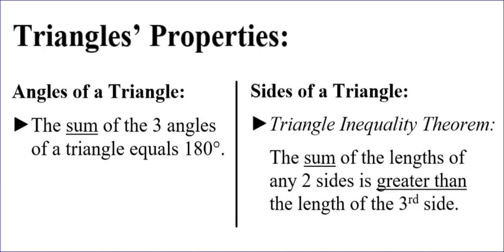All right. We also need to remember the rule for the angles of a triangle. For any triangle, the sum of the three angles are going to equal 180 degrees. And also the rule for the sides of a triangle, which is the triangle inequality theorem. The sum of the lengths of any two sides has to be greater than the length of the third side.